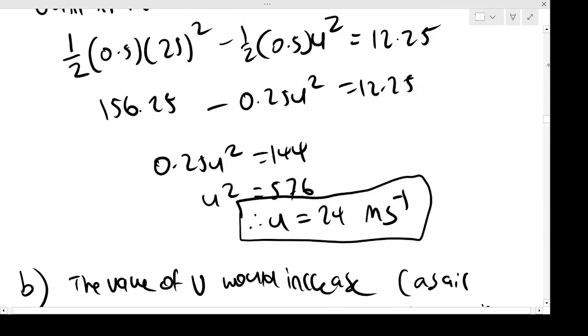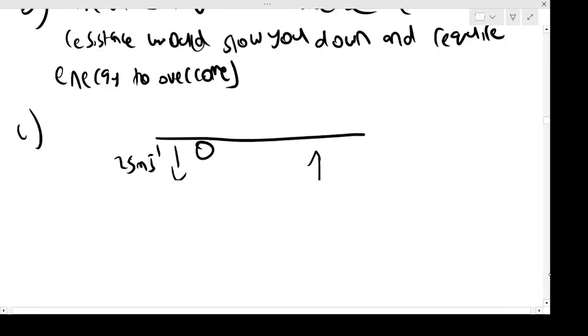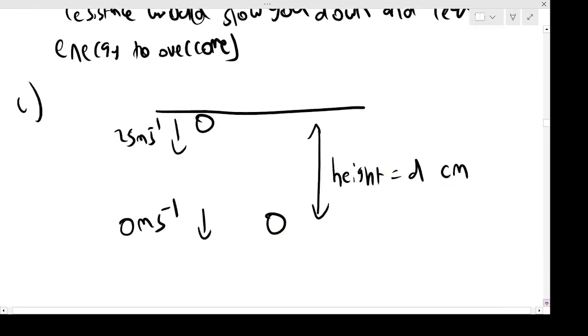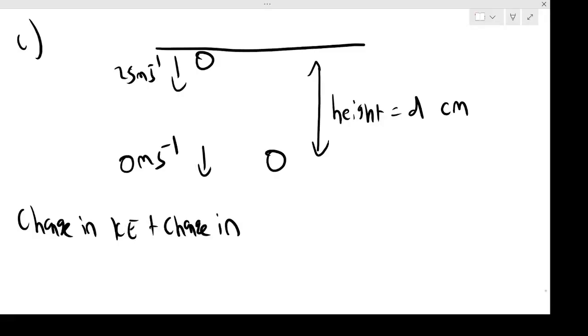But we need to use the work energy principle because now there's a force added on. We've got this resistance force of 2000 newtons. We need to bear that in mind. So that's going to mean that the change in kinetic energy, add the change in gravitational energy, has to equal the overall work.